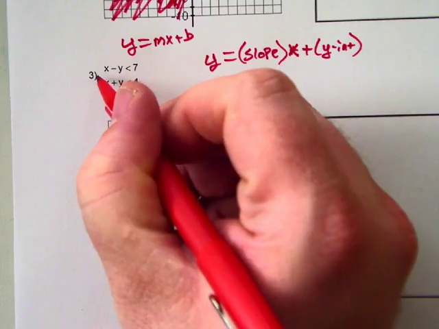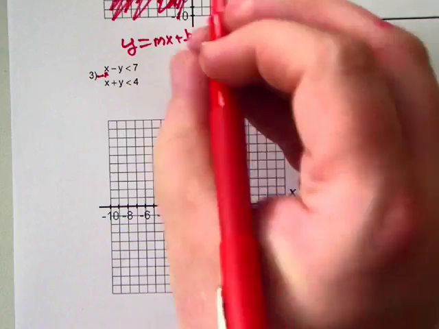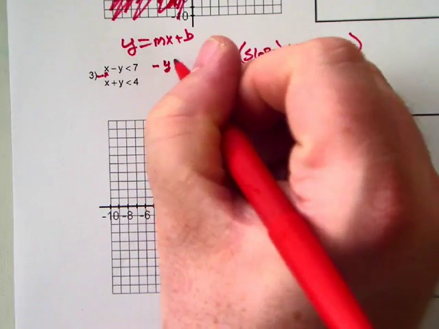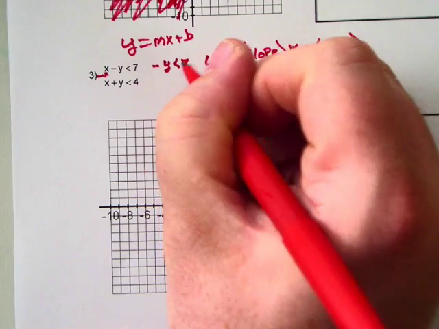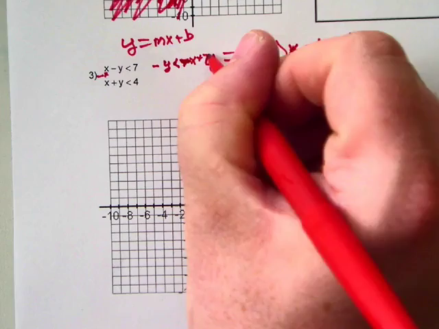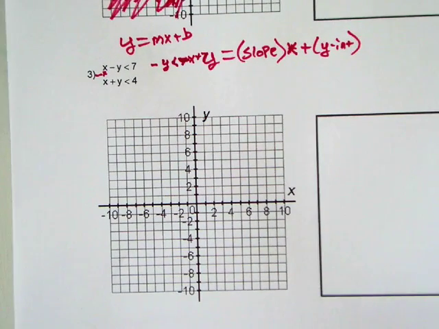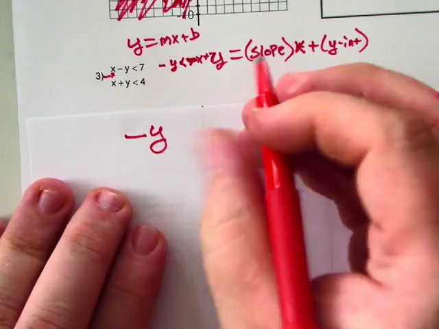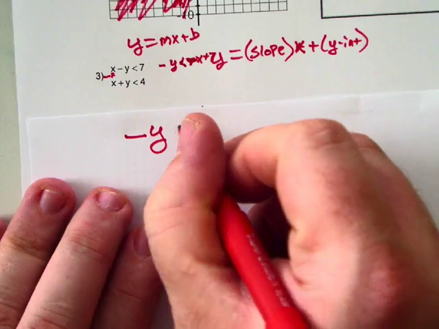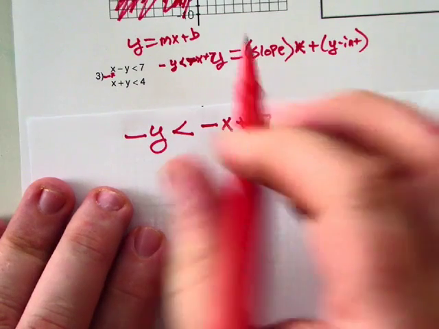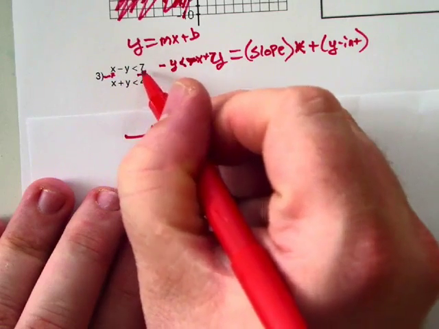So in order to get that, I'm going to minus an x over here, and then I'm left with negative y is less than... We'll put the x first. Negative x plus 7. I'll do this on scratch paper. Let me rewrite that. Negative y is greater than negative x plus 7. So all I did was minus x from both sides.